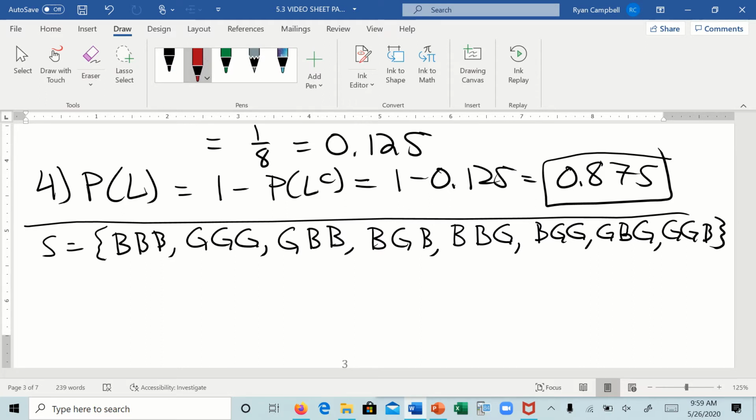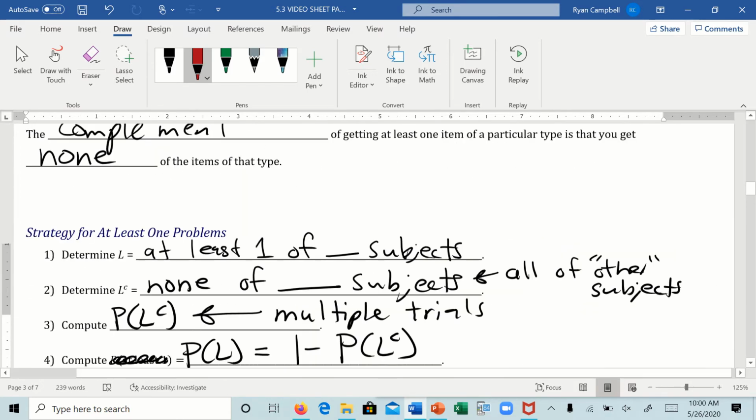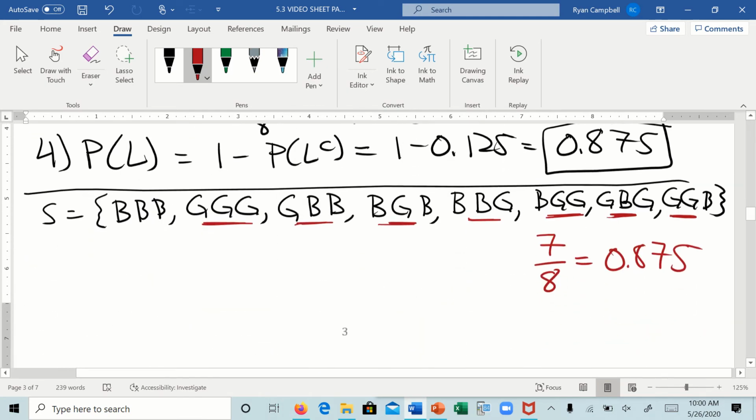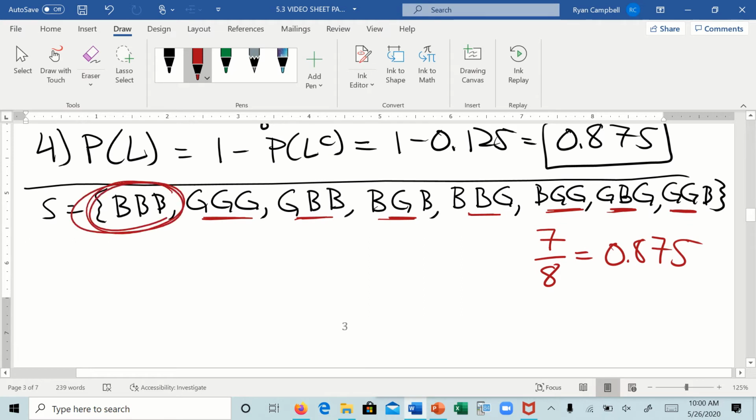So if you count up all the ways to have at least one girl, we can see that it's 1, 2, 3, 4, 5, 6, 7. So it's 7 out of 8, which is 0.875. But again, there's a lot of ways to do this, right? There's a lot of ways to get at least one girl. And when we had 5 girls earlier, that's probably way too many to count. So instead what we can do is say, well, there's this one case where we don't have any girls, and that's just 1 out of 8.